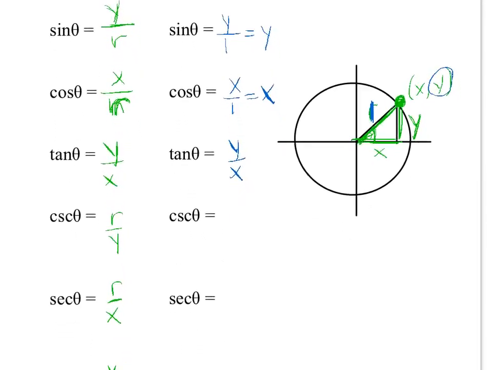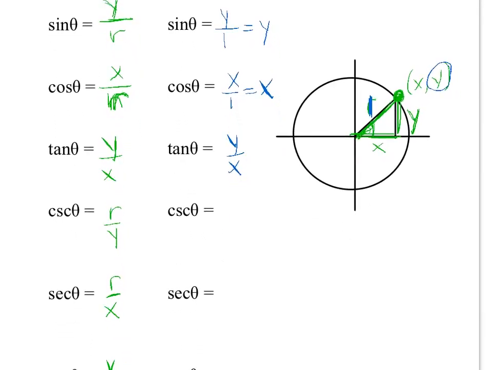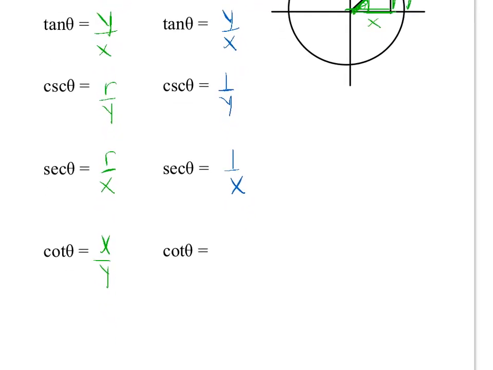Cosecant then would be the reciprocal of sine, so that would be 1 over y. Secant is the reciprocal of cosine, so that would be 1 over x. And cotangent is the reciprocal of tangent, so that would be x over y. And so that is where our unit circle comes in.